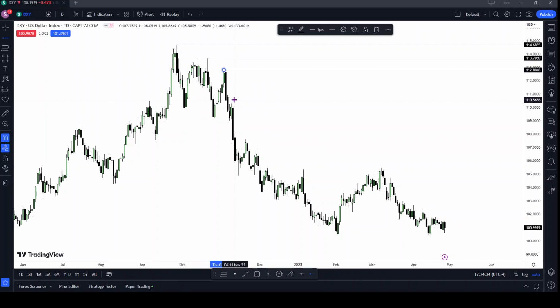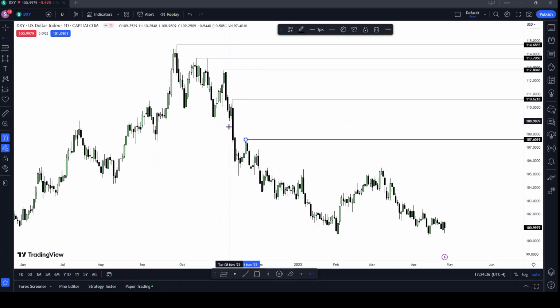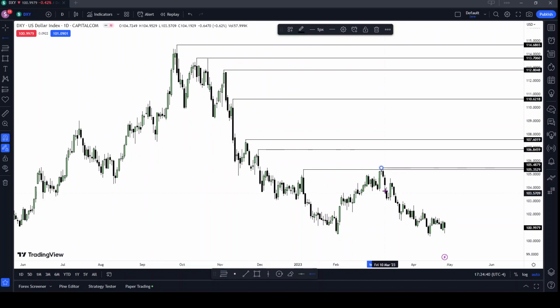So I'll just carry on marking them. I may be making this look easy, but if you go into the charts and just keep doing this every single day, you'll start to understand what's significant, why they're significant, and how they differ from other swing highs that may not be considered significant.